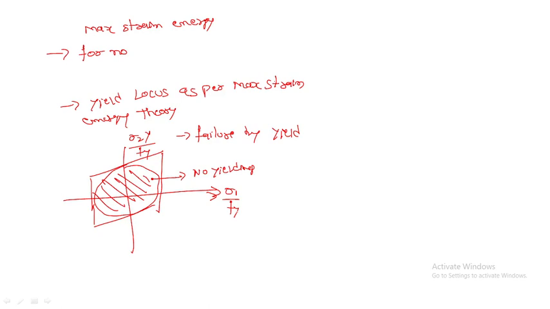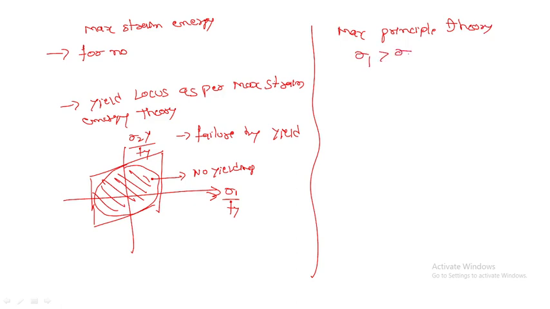So the maximum principal stress theory, what it actually tells: the stresses, stress 1, stress 2 and stress 3. What is stress 1? We can say this is delta 1, and that is less than or equal to fy by factor of safety. This is about the maximum principal stress theory.